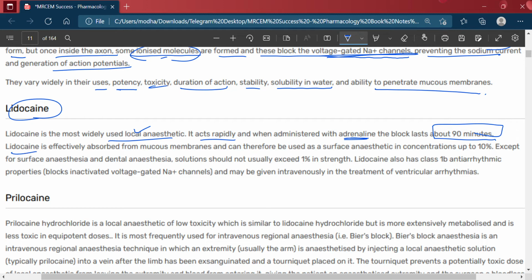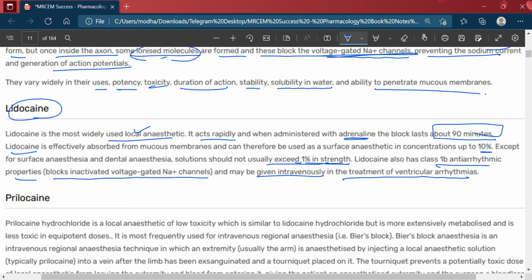Lidocaine is effectively absorbed from the mucous membrane and can therefore be used as a surface anesthetic in a concentration up to 10%. Except for surface anesthesia and dental anesthesia, solution should not usually exceed 1% in strength. Lidocaine also has a class 1b antiarrhythmic property, blocks inactivated voltage-gated sodium channels, and may be given intravenously in the treatment of ventricular arrhythmia.